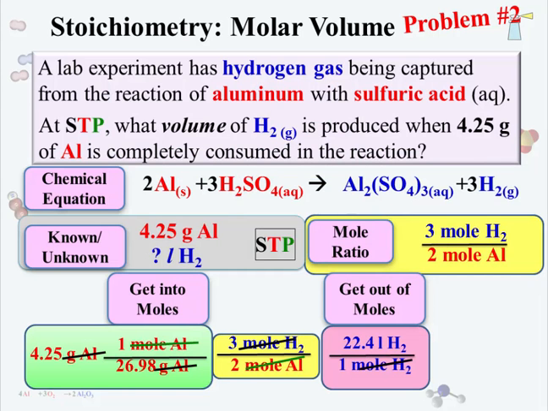With hydrogen in units of liters, it is time to multiply and divide the numbers in the solution equation, omitting multiplying and dividing by ones. 4.25 times 3 times 22.4 divided by 26.98 divided by 2 is a value of 5.29 liters of hydrogen gas. 4.25 grams of aluminum can at most produce 5.29 liters of hydrogen gas in this reaction.